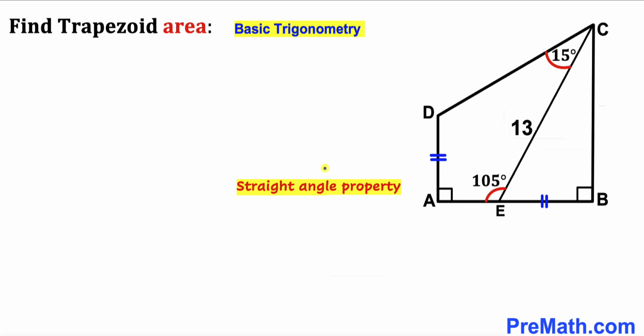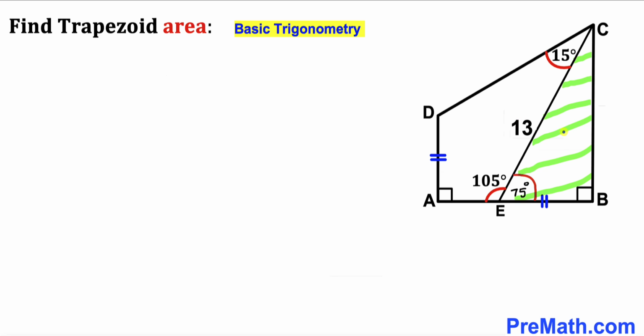And here's our next step. Let's recall the straight angle property. In other words, this whole straight angle is 180 degrees, and we know this angle is 105 degrees. So therefore, this remaining angle has got to be 75 degrees. And here's our next step.